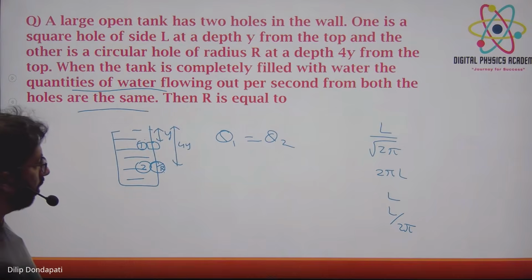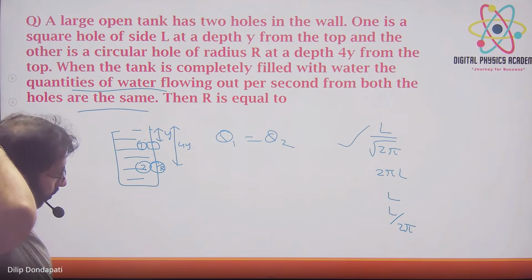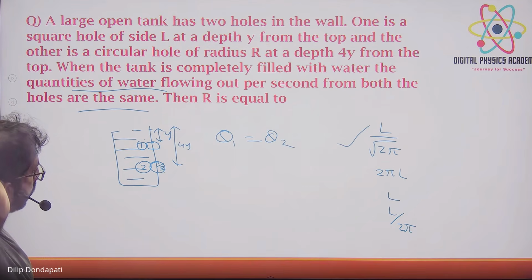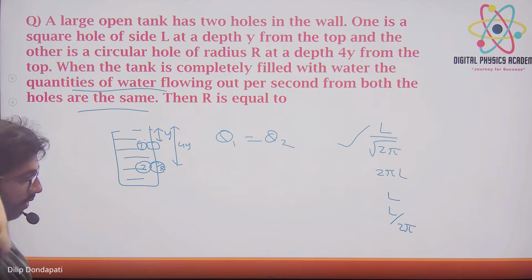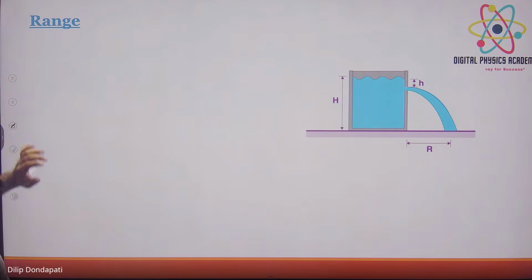Sir, I got L by root 2 pi. Same, option A. I got root 2 L by pi. No, wrong. L by root 2 pi. Apply A1 V1 is equal to A2 V2. So yes, I got my mistake. Okay. Now we'll see the range.